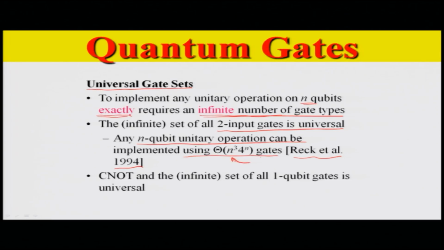So, it turns out, as I mentioned, that it is not quite possible to come up with a finite number in these cases. And so, C naught and the infinite set of 1 qubit gates is universal. So, C naught is a 2 qubit universal gate, but then there is the other infinite set of all 1 qubit gates that are universal. So, that is why it is difficult to keep on defining a finite set of gates which will make it universal in this kind of an approach.